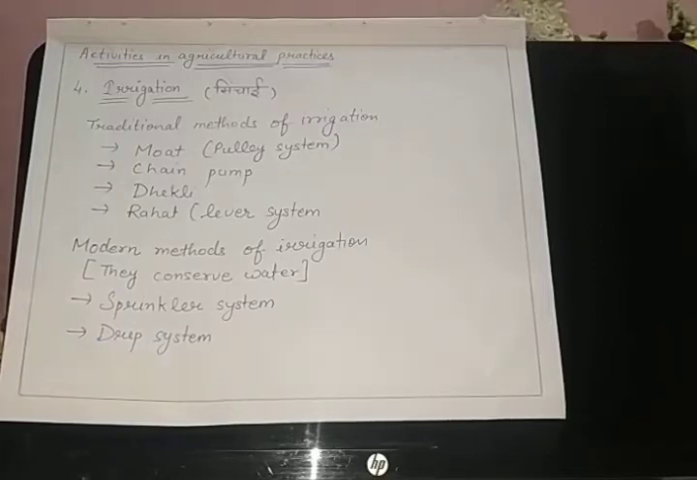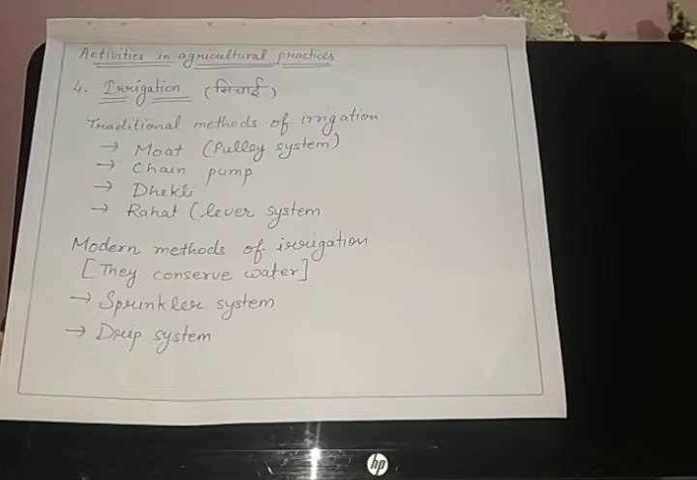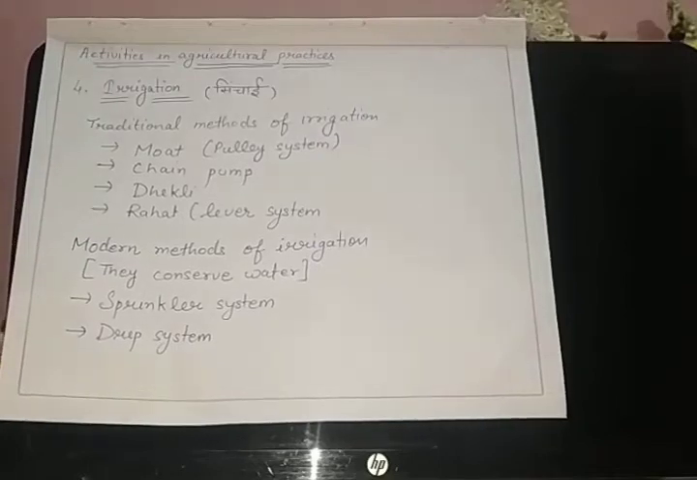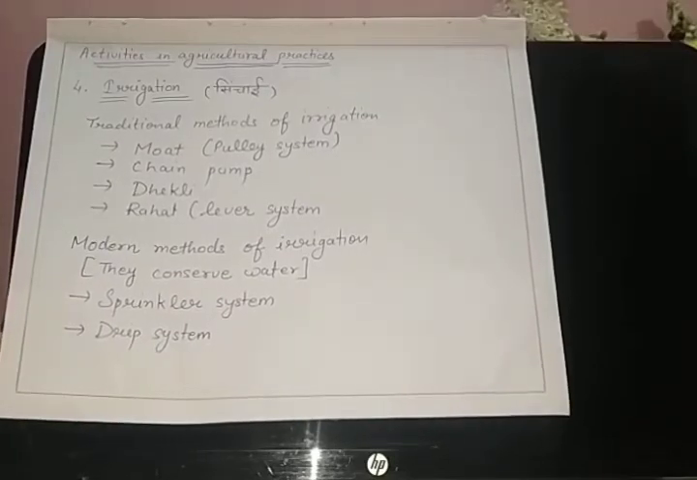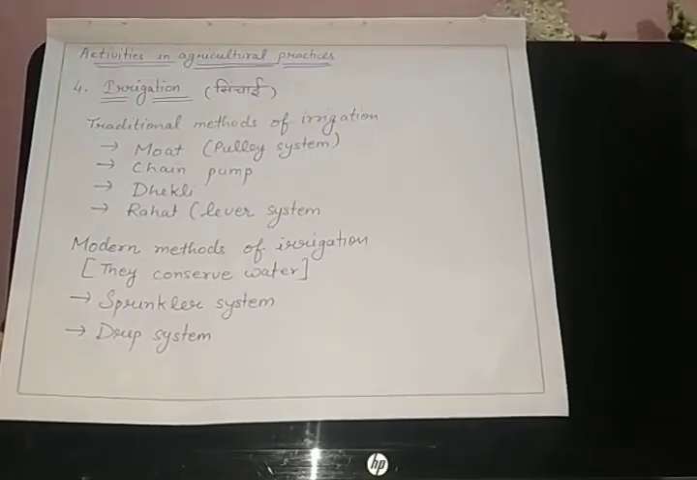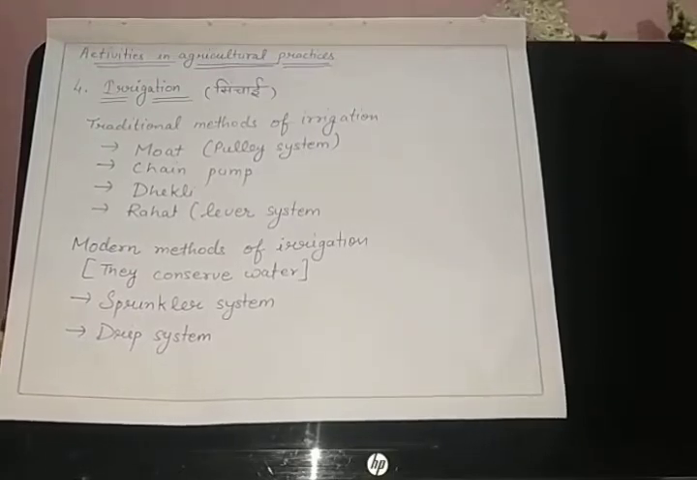So, today we are going to continue chapter number 1. This video will be part 2 of chapter number 1, crop production and management. Yesterday we did the activities in the agricultural practices, right? In that we did the preparation of soil and sowing. The third step was adding manure and fertilizer. Now what will be the next step? The next step is going to be irrigation.